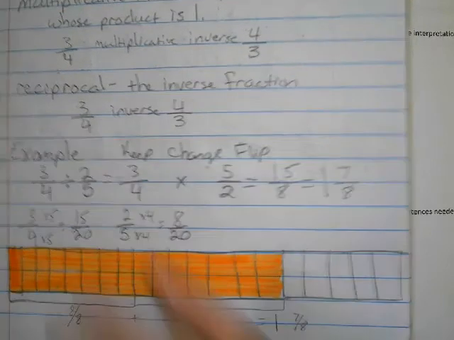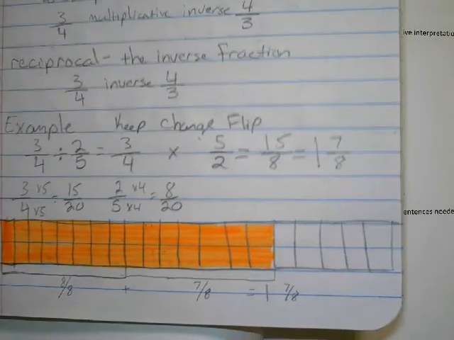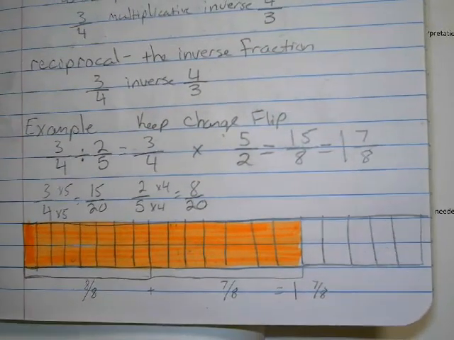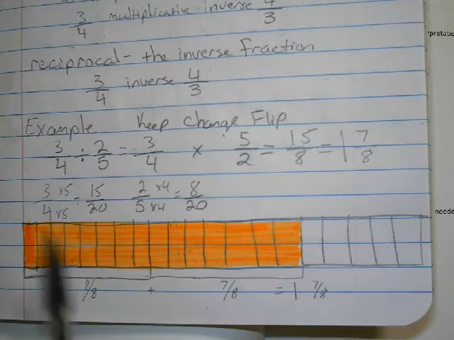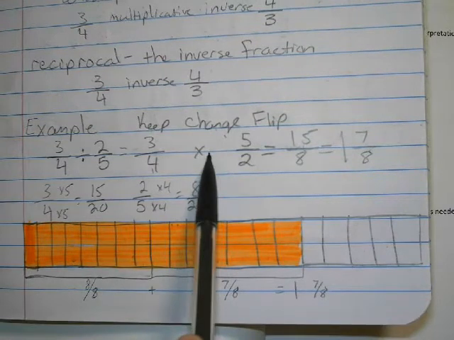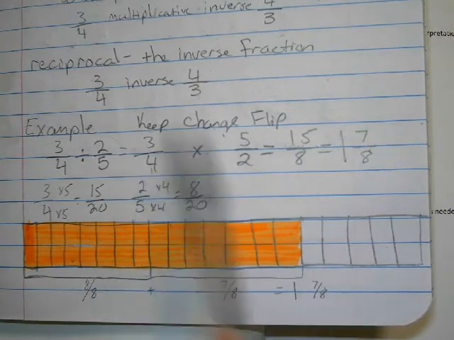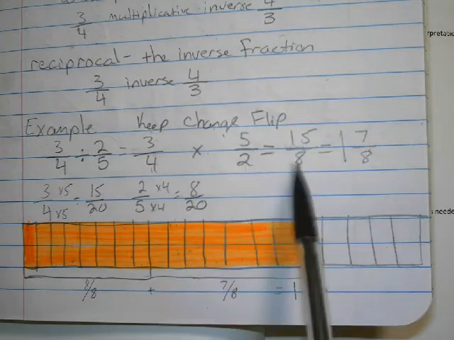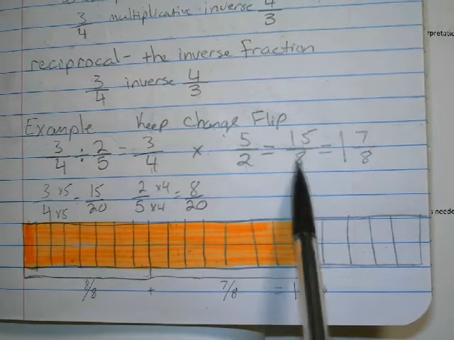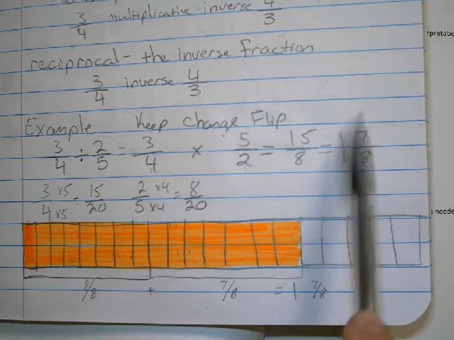So for your example here, you have 3/4 divided by 2/5. We keep 3/4, change to multiplication, flip, find the reciprocal, so that'd be 5 over 2. 3 times 5 is 15, 4 times 2 is 8. 15 divided by 8 is 1, remainder 7, so our answer is 1 7/8.